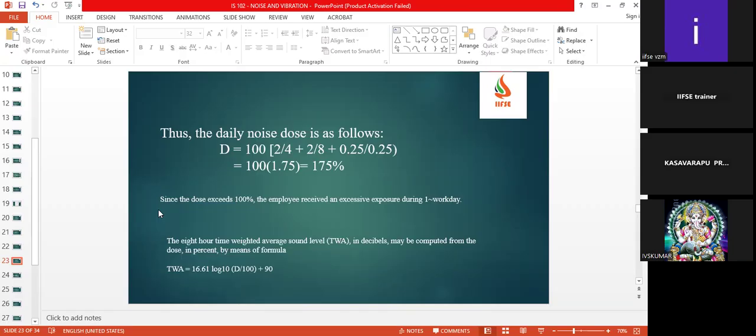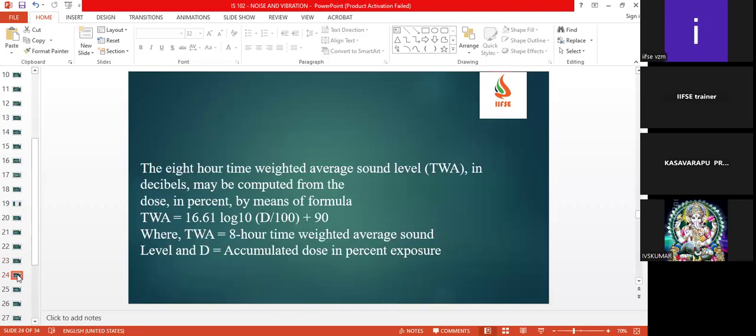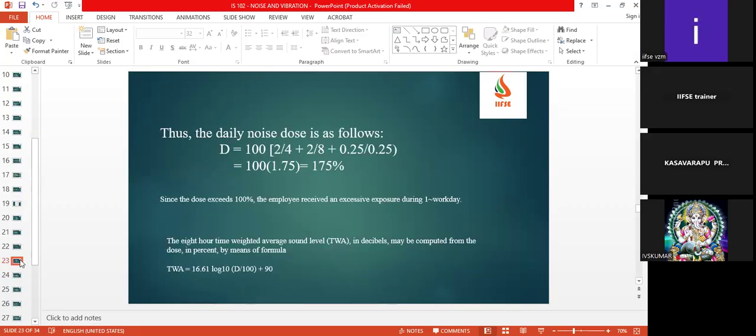What is the 16.61, a constant or what? That is a constant, Kumar. 16.61 log 10 is the constant. D is the dose which you got. Again, it is also a percentage. So this is the standard formula. For a given day, 175% is the dose he received, and for 8 hours we have calculated the average per hour.